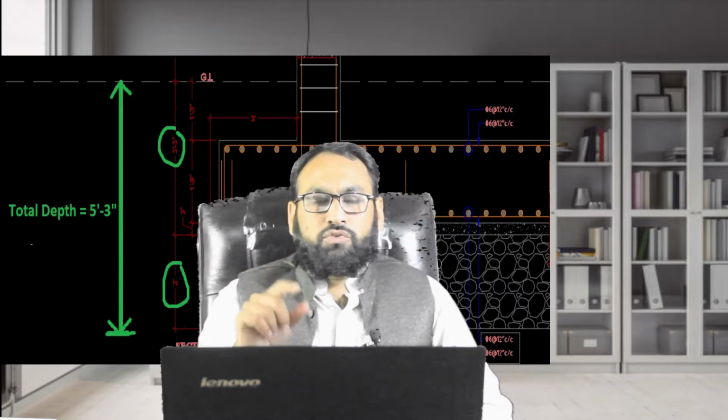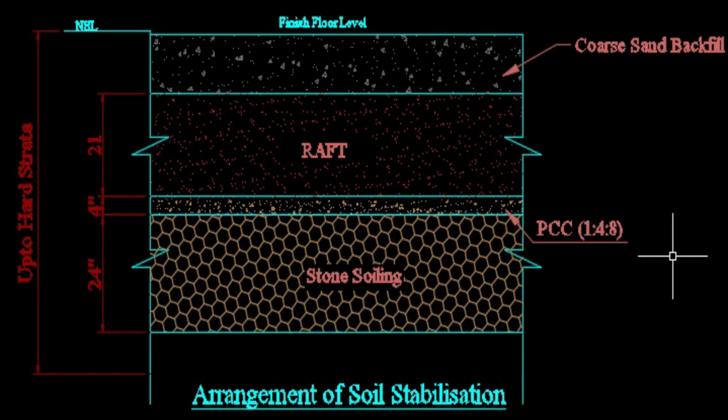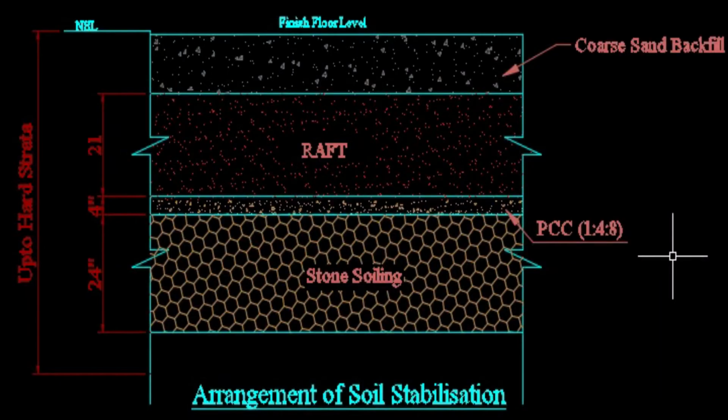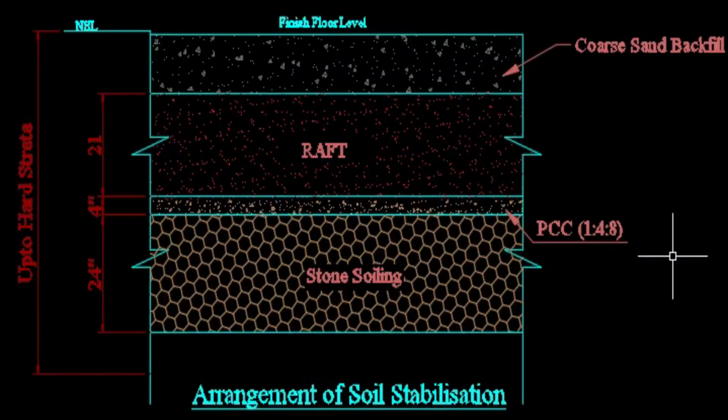In the drawings, we stabilize the natural surface, the natural subgrade soil. We provide a stone soiling having a thickness of 24 inches, and after that we provide a 3-inch thick PCC layer, and after that we will do the raft footing. We will execute the mat footing, and the total thickness of this mat footing is 21 inches. These are the general items which will be executed in future in this mega project.